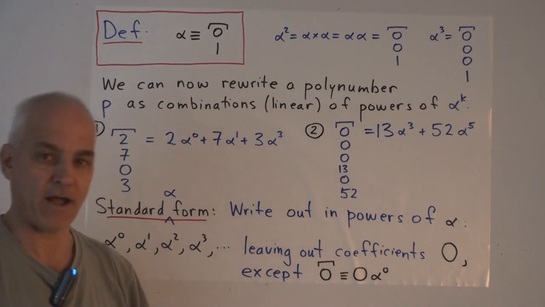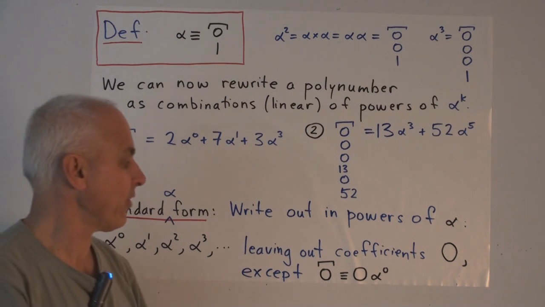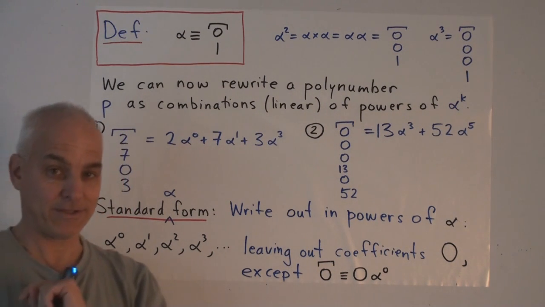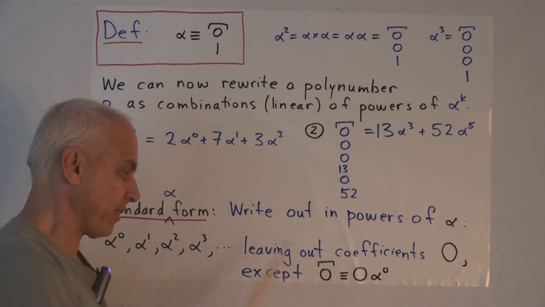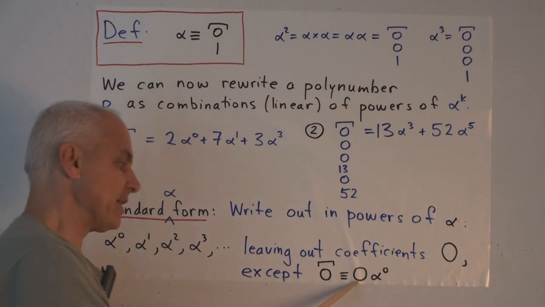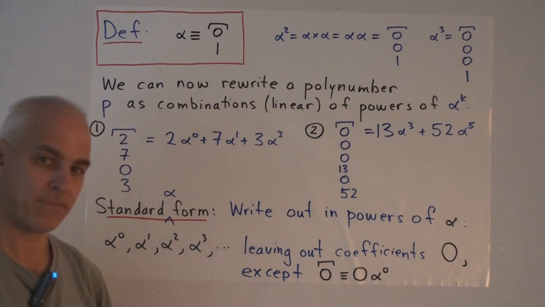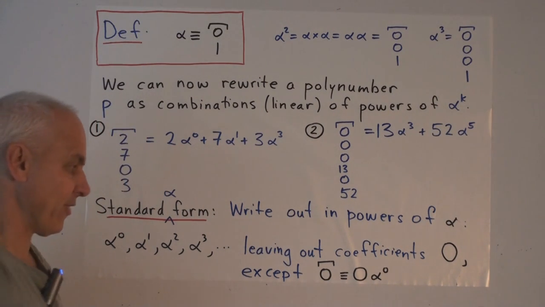We don't write 0 alpha to the 0 plus 0 alpha to the 1 and so on. Except in one special case. The 0 polynumber itself, 0 polynumber right there, we will write that as 0 alpha to the 0. We have to write something, and so that's what we'll write.